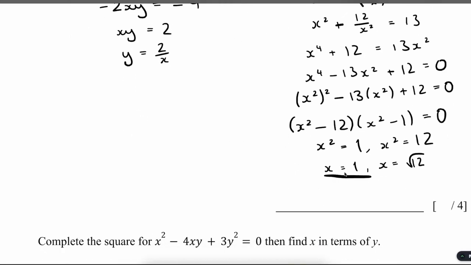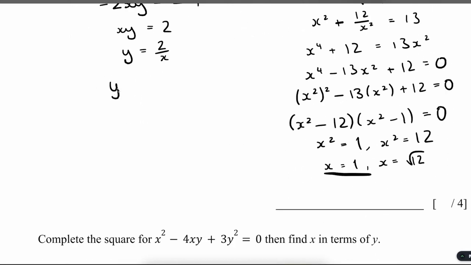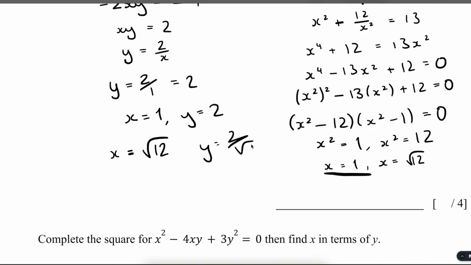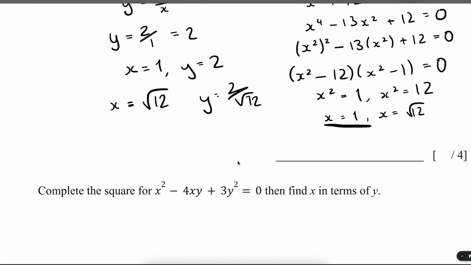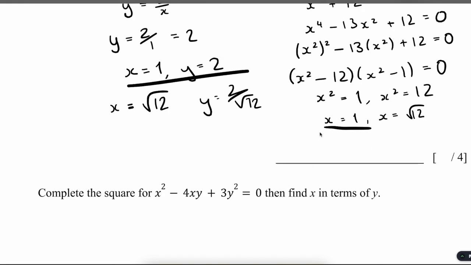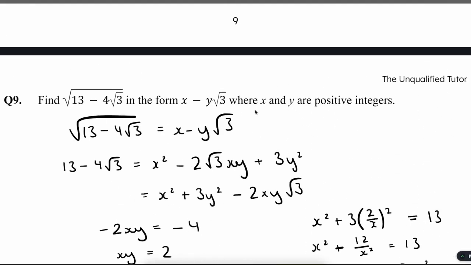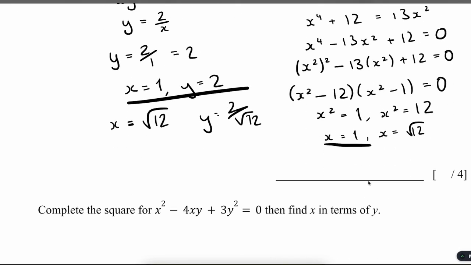If you take x equals 1, then y equals 2 over 1, which equals 2. So x equals 1 and y equals 2. There is another set of numbers that you can have. So if x equals root 12, then y equals 2 over root 12. That also works. But the preferred answer is going to be this one here, because x and y are positive integers, not root 12. Okay, so x equals 1 and y equals 2.